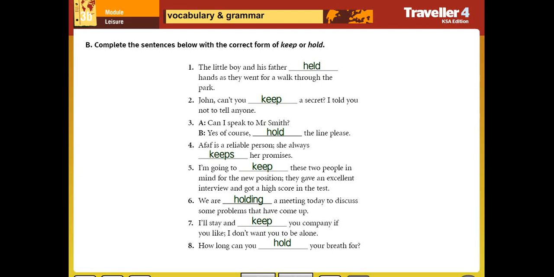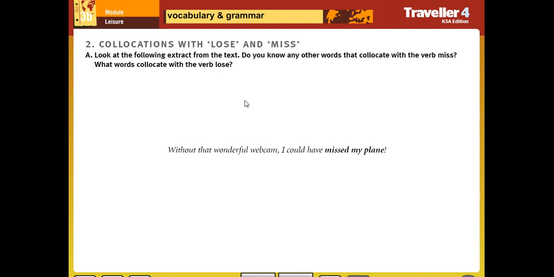Okay, let's move to another exercise. Another kind of exercise here, we're using lose and miss in different situations. For example, if I miss my plane, it means that I cannot catch it. It means that I arrived late at the airport, so I missed my plane. So let's check the next sentences and see if we can use lose or miss.